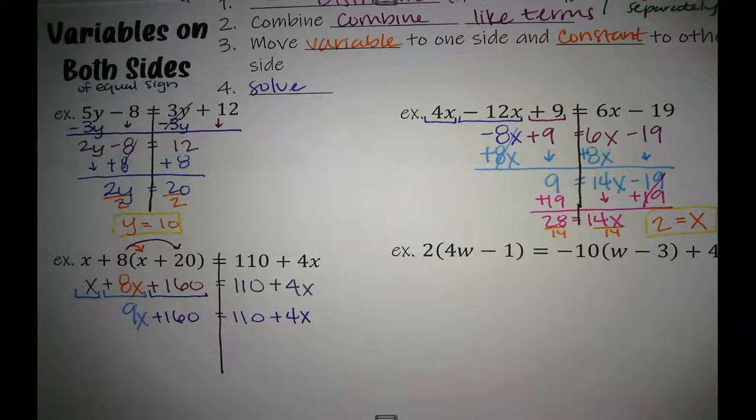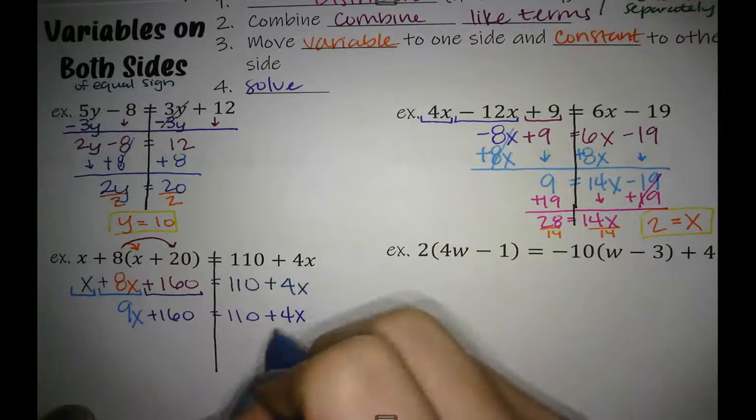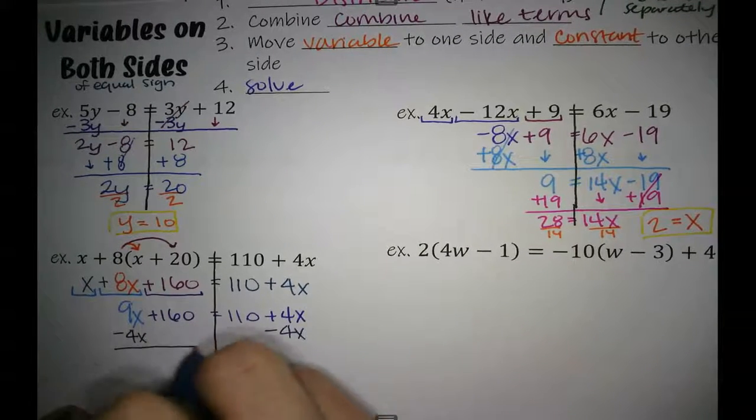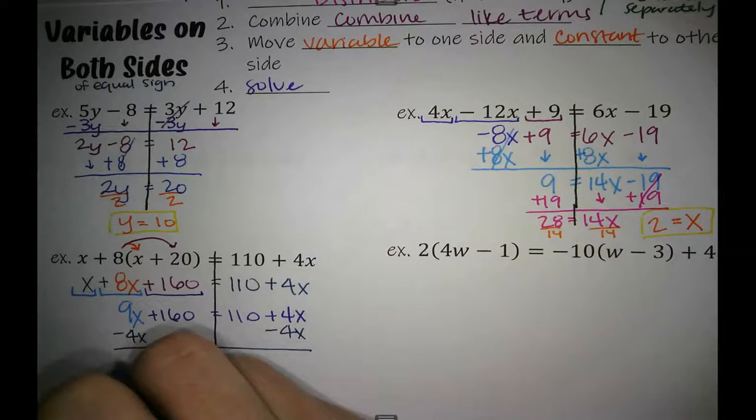All right, let's decide what side to move our variables on. We got a 9x on one side and a 4x on the other. 9 is bigger, so I'm going to move over there. We got positive 4x, so again, opposite is going to be the subtraction. 9x minus 4x gives me 5x.